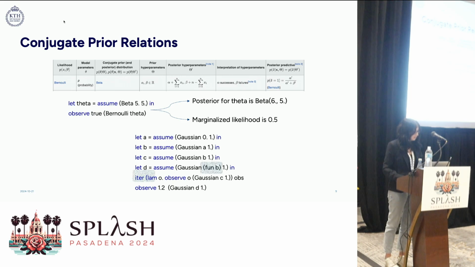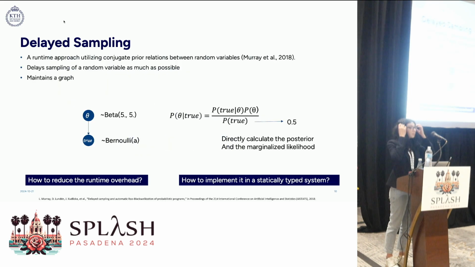But the question is, we are talking here about universal probabilistic programming languages, so they might have complicated dependencies, function applications, and then iterations or recursion. So how do we solve this? Delayed sampling solves this problem by utilizing the relations at runtime, and it maintains a graph to construct the random variables at runtime by following the program flow.